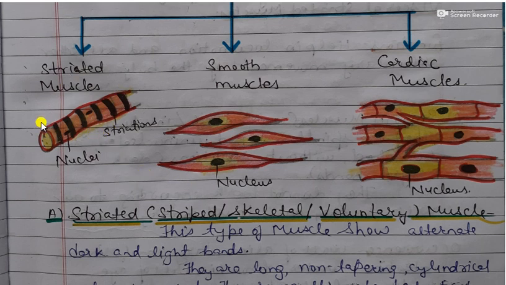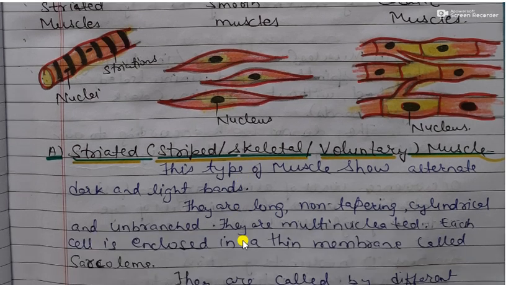This is the diagram of striated muscle. It contains alternate dark and light bands. This is the diagram of smooth muscle, and this is the diagram of cardiac muscle. So let us study about the striated muscle.